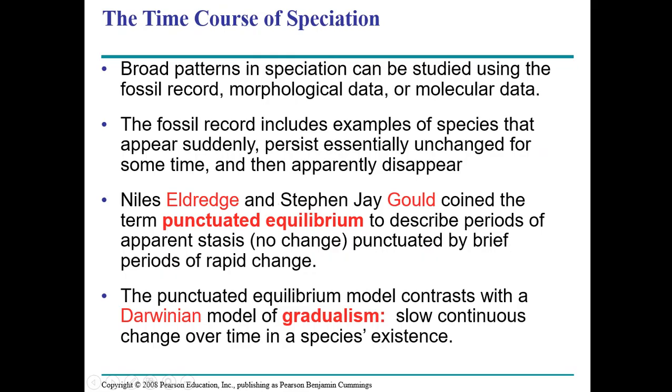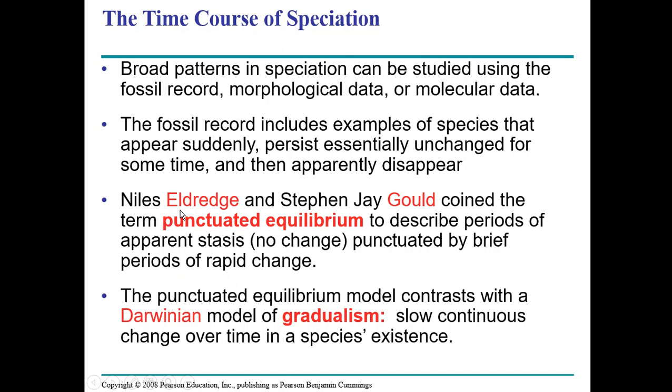Broad patterns in speciation can be studied using the fossil record, morphological data, and molecular data. Fossils, structures, and DNA. Fossil record includes examples of species that appear suddenly, persist essentially unchanged for some time, and then apparently disappear. Okay, so that explains further.